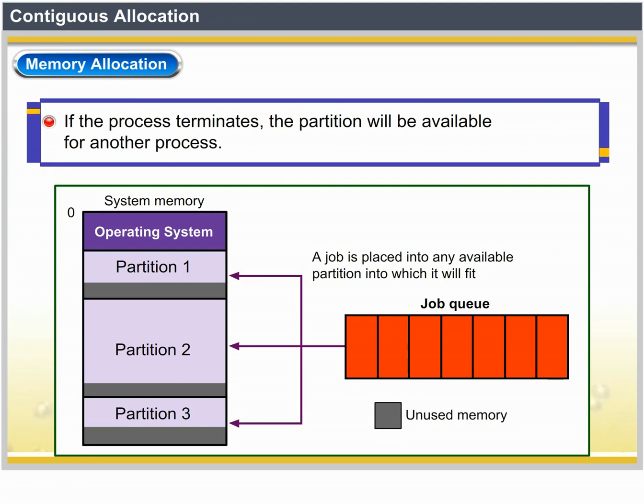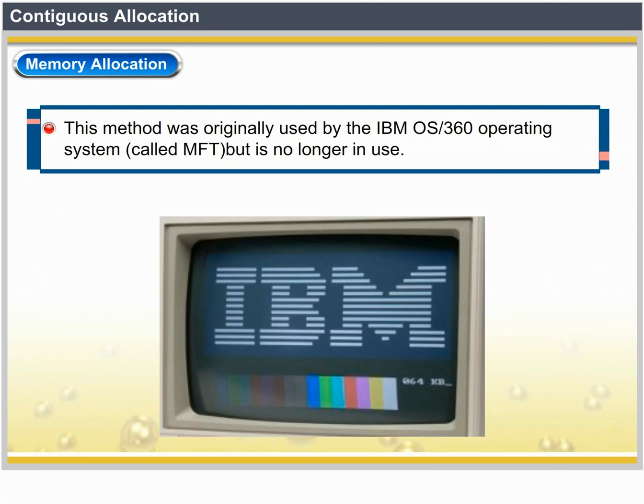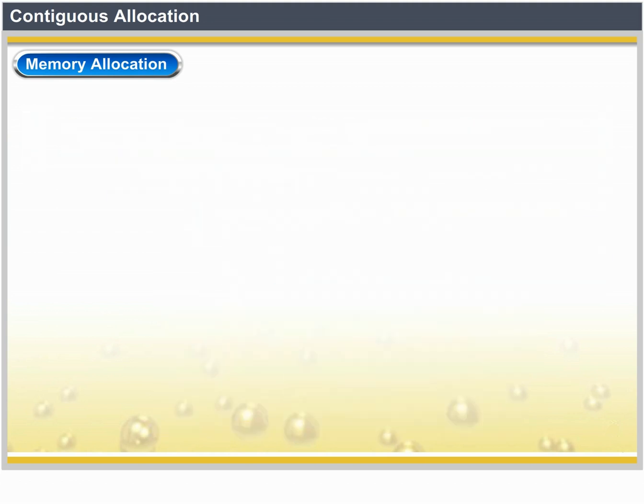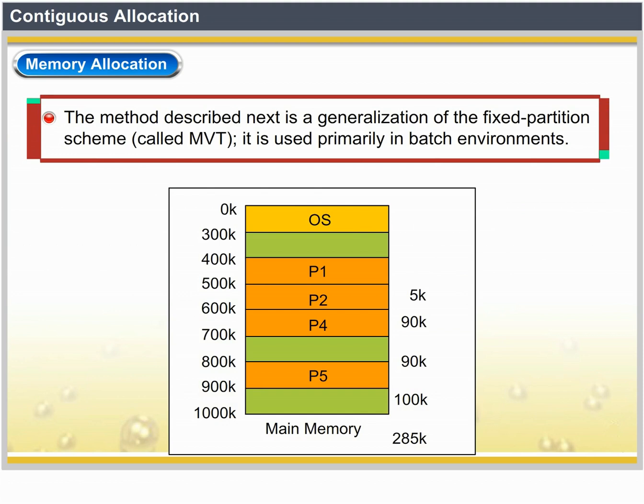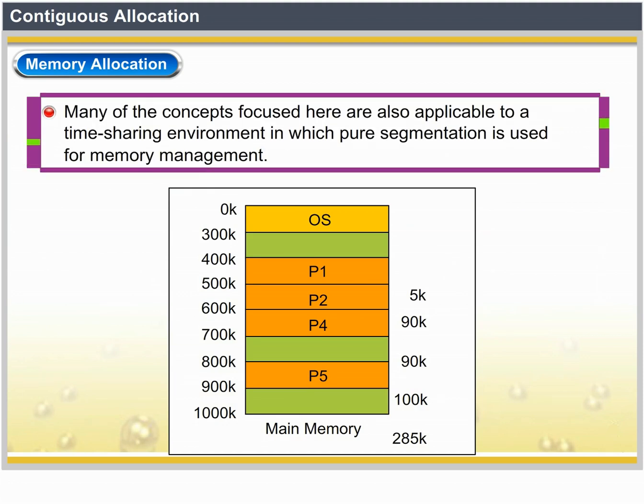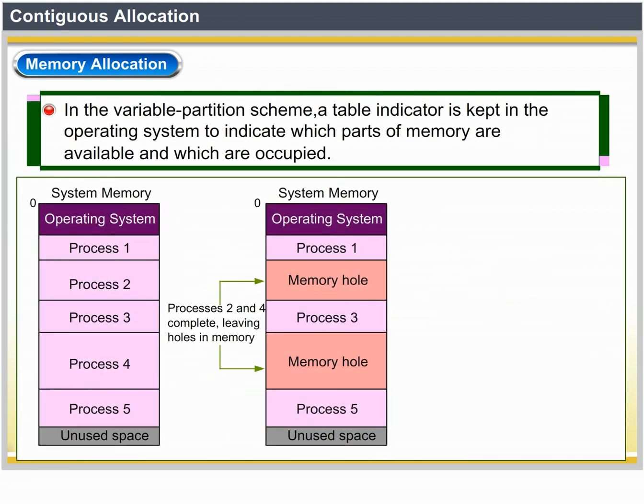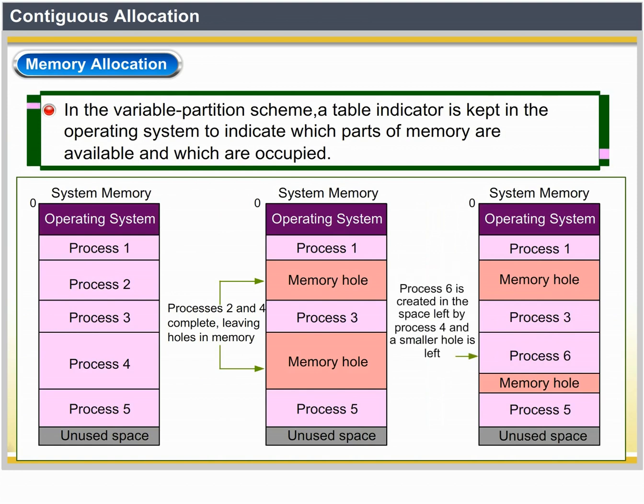This method was originally used by the IBM OS/360 operating system, called MFT, but is no longer in use. The method described next is a generalization of the fixed partition scheme called MVT. It is used primarily in batch environments. Many of the ideas presented here are also applicable to a time-sharing environment in which pure segmentation is used for memory management. In the variable partition scheme, the operating system keeps a table indicating which parts of memory are available and which are occupied.